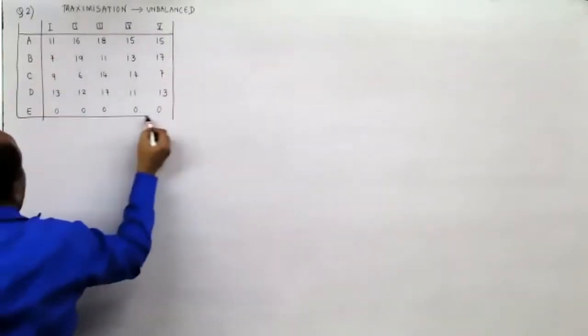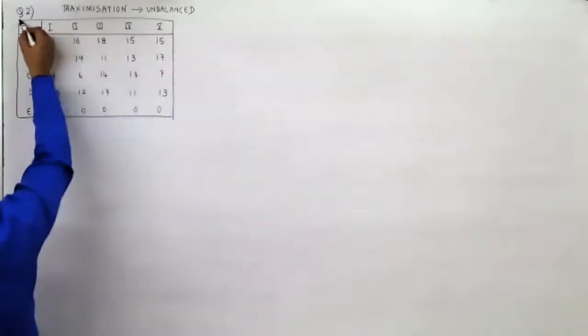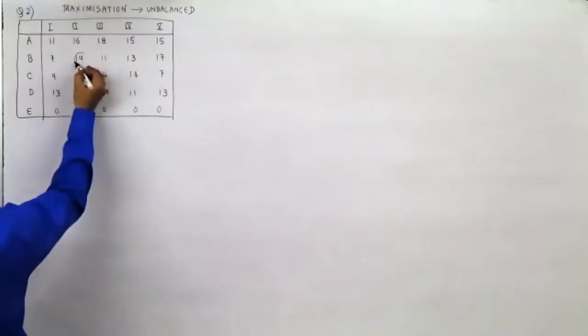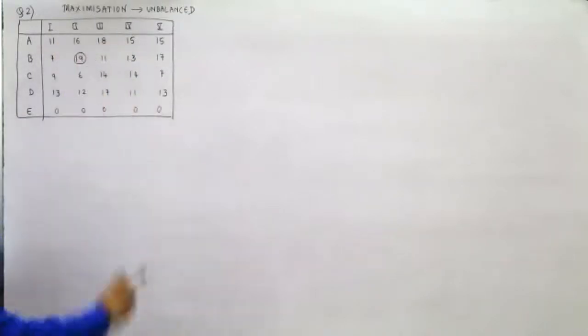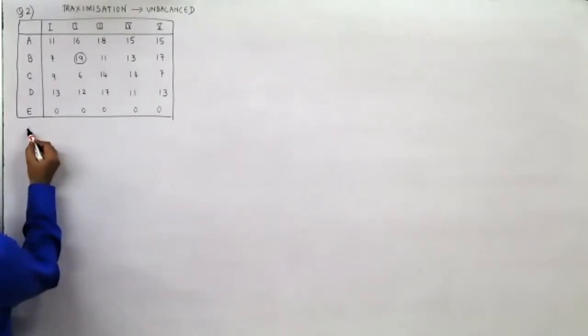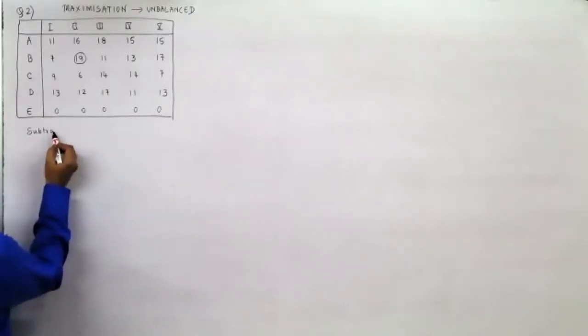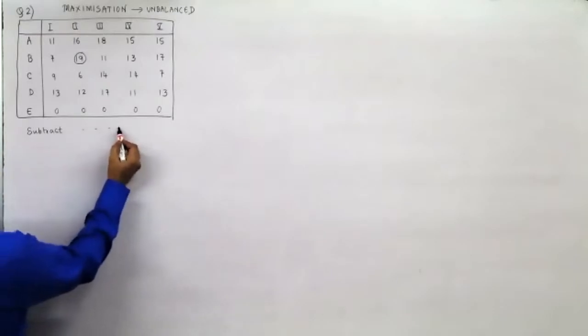First step would be what? You find the maximum value of the table. The maximum value of the table is 19. You subtract all the values from that 19, and then the remaining steps remain the same. So subtract every element from 19.